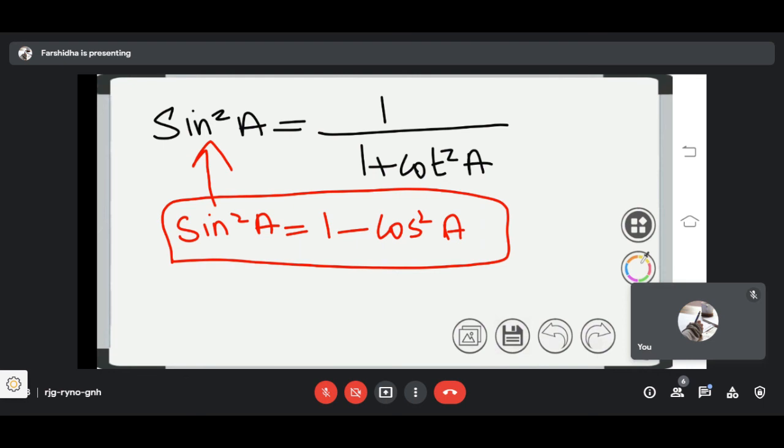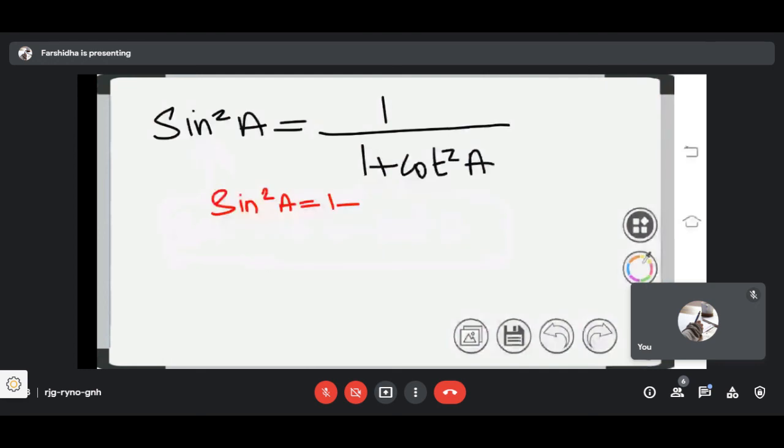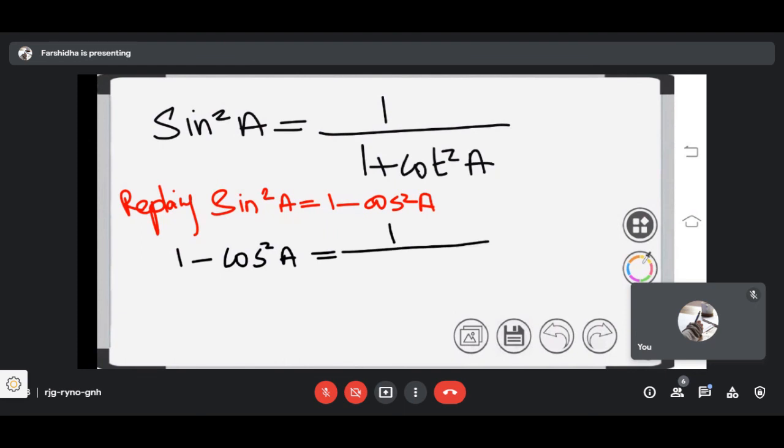So in the next step, I'm going to write, below that, sine square A equal to 1 minus cos square A. Replacing sine square A with 1 minus cos square A, the next step will be 1 minus cos square A equal to the same thing, 1 by 1 plus cot square A. Simply replaced sine square A as 1 minus cos square A.